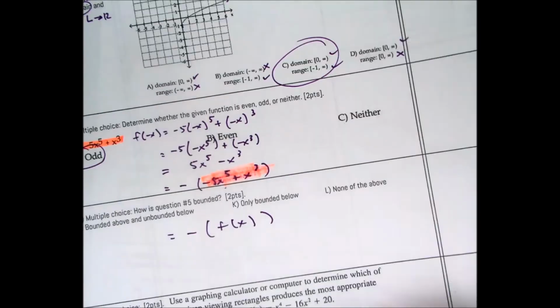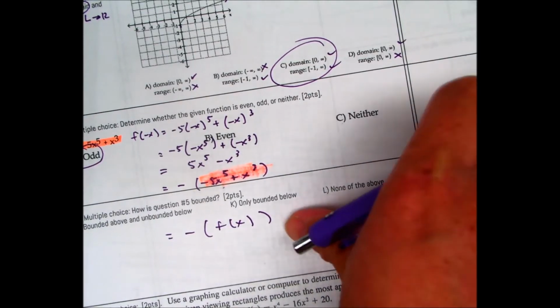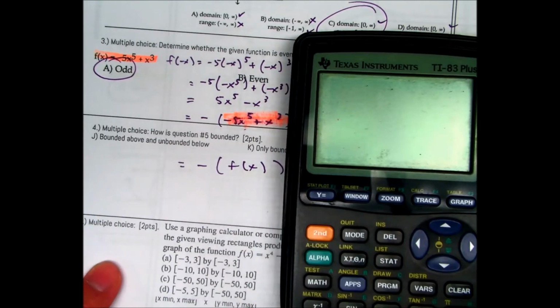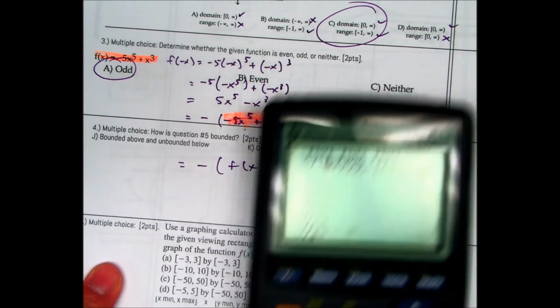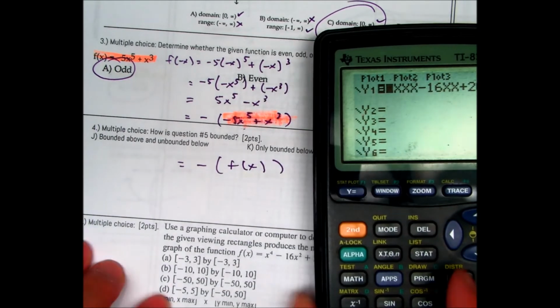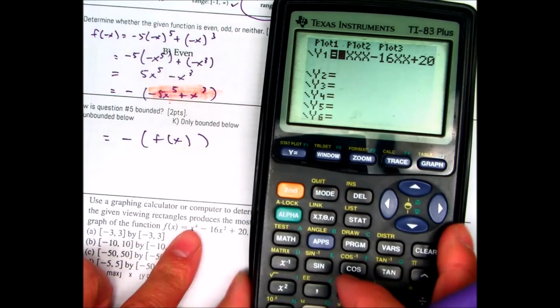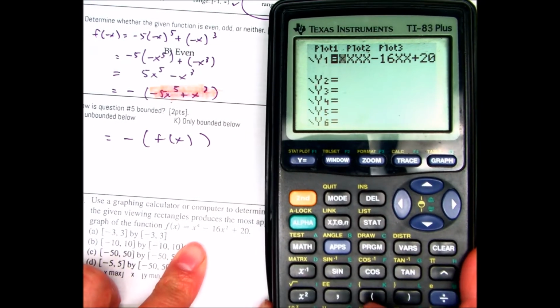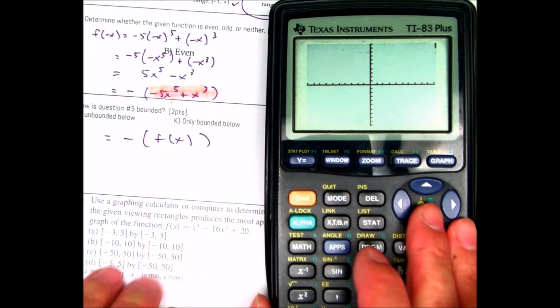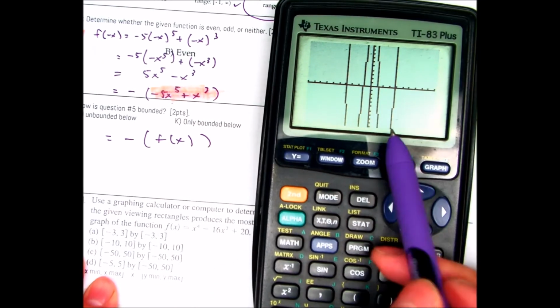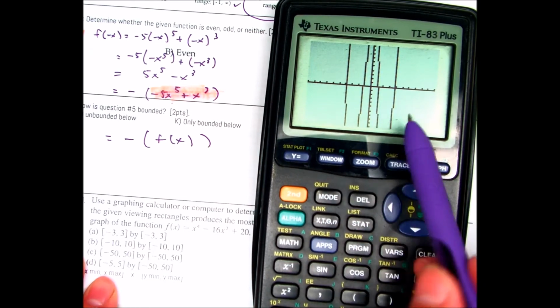Question number 4, how is question number 5 bounded? So if I put number 5 into my graphing calculator, and I might as well just answer question number 5 right now. So if I put that into my calculator, x to the 4th minus 16x squared plus 20, and I press zoom 6, you get this graph. And it doesn't really go well. You see how you can't find the minimums and you can't find the maximums?